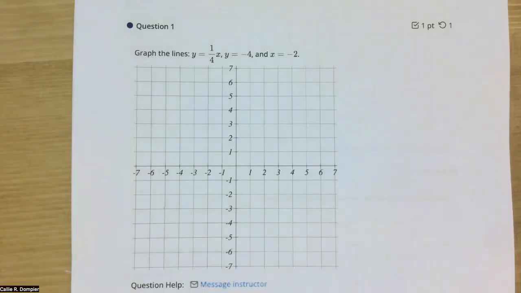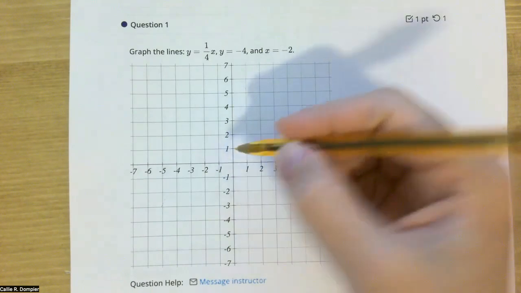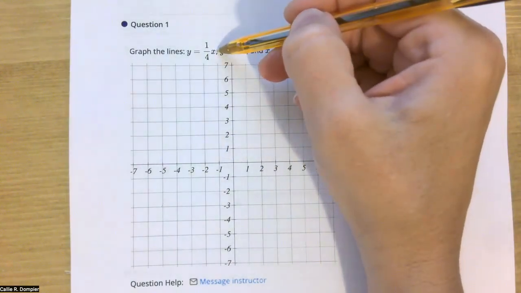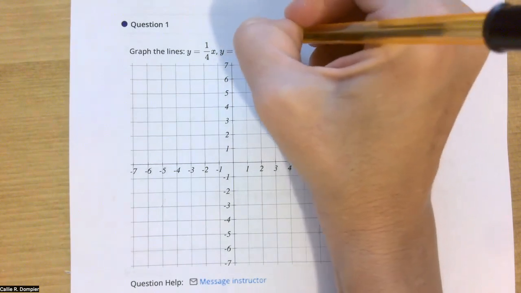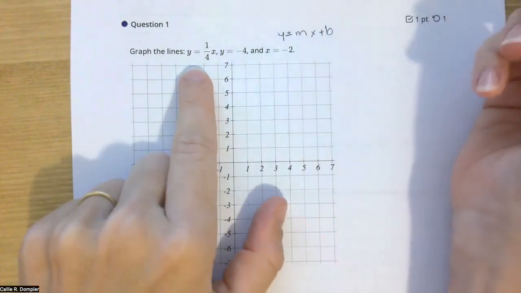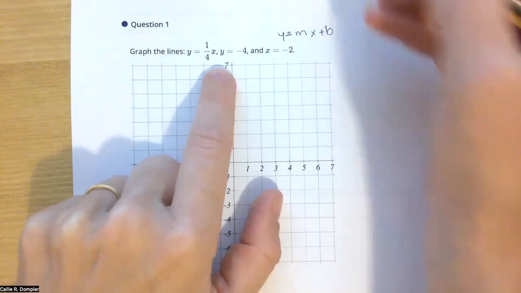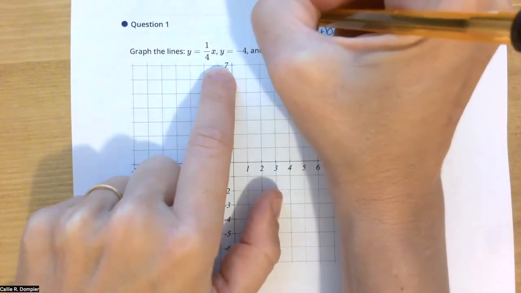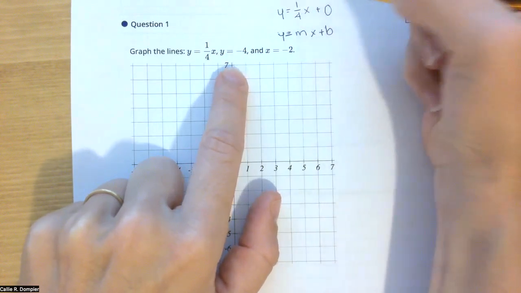All right, so back to this. It's asking us to graph the line y equals 1/4 x. There are 3 different lines they want you to put on here. Y equals 1/4 x. There is no y-intercept, right? Because we're thinking about y equals mx plus b. And if we superimpose what we have, y equals 1/4 x, and then there's no plus b. You can also think of that as plus 0, right?